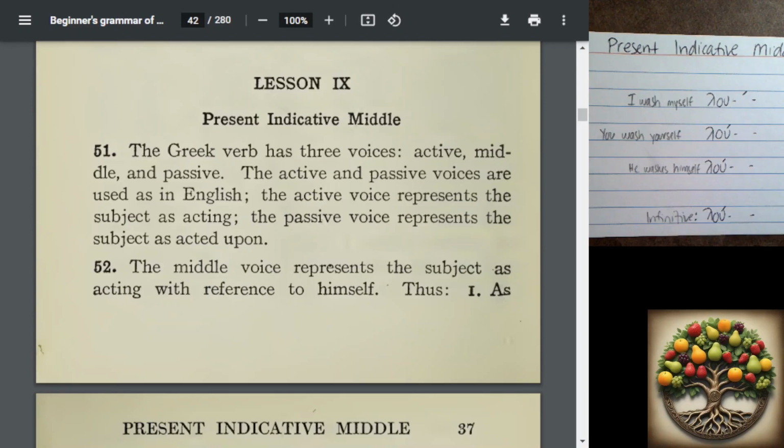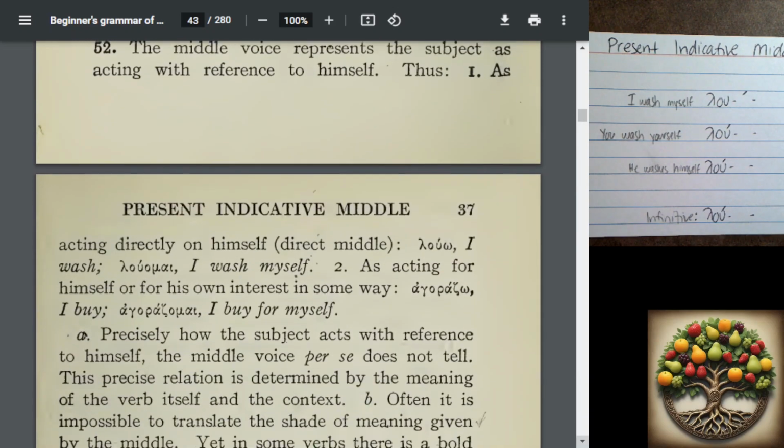Chapter 9, Present Indicative Middle. We're going to be looking at the middle voice now, and thus far we've been working only with the active. The middle voice represents the subject as acting with some kind of reference to himself or herself. That does not mean that it's reflexive. So the middle is referencing the subject as acting for his own interest in some way.